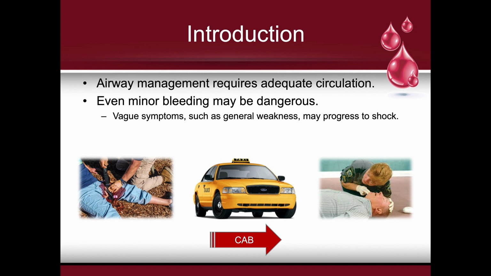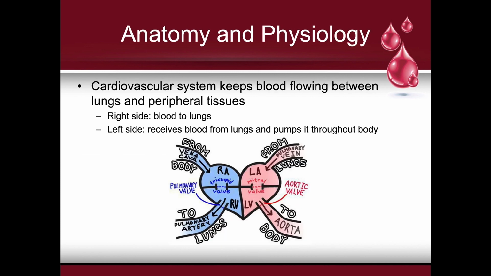So it may initially cause symptoms as vague as general weakness, but then it can progress, of course, to hypovolemic shock. Understanding bleeding management requires understanding the anatomy and the physiology of the cardiovascular and the respiratory systems. The cardiovascular system keeps blood flowing between the lungs and, of course, the peripheral tissues. Every tissue in the body that's made up of cells, all of those cells require oxygen. The right side of the heart pumps blood to the lungs to get that oxygen, and then the left side of the heart pumps that oxygenated blood to all of the tissues of the body.